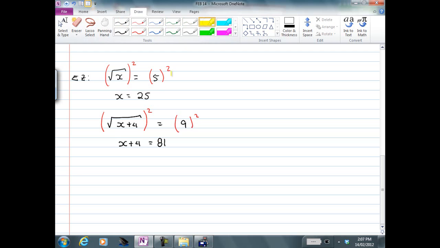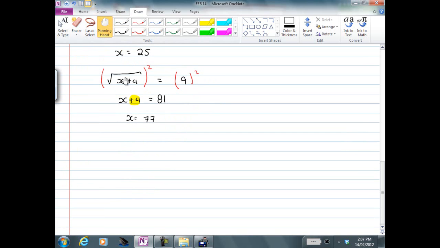Now, I move the 4 to the right side. x equals 81 minus 4. 81 minus 4 is 77. See, guys, gals, again, pretty easy. There's no challenge. I'm going to make it a bit more cheesy this time. Good luck.